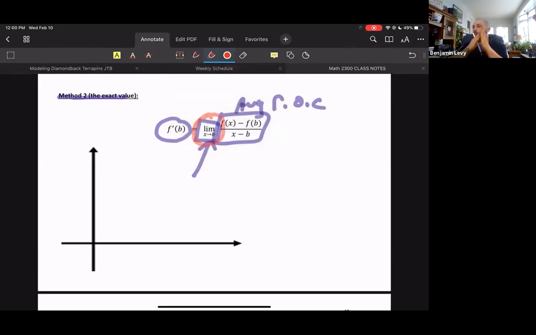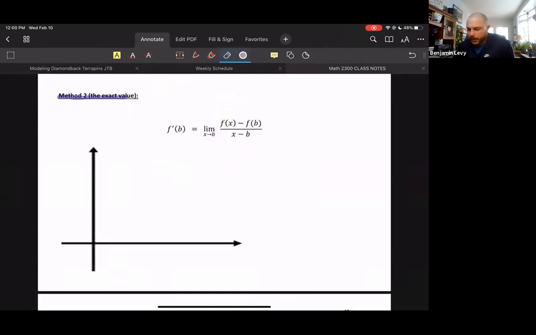And so when x approaches b, that's like the two points getting closer to each other. And then when it equals b, you end up with the slope of the tangent line, which tells us the steepness of the graph. Questions about what I'm trying to say there?